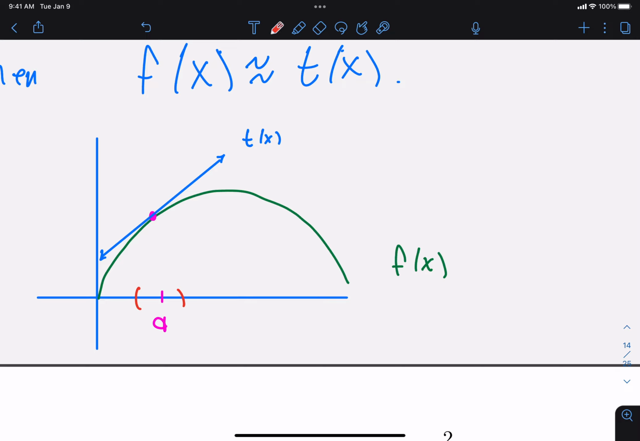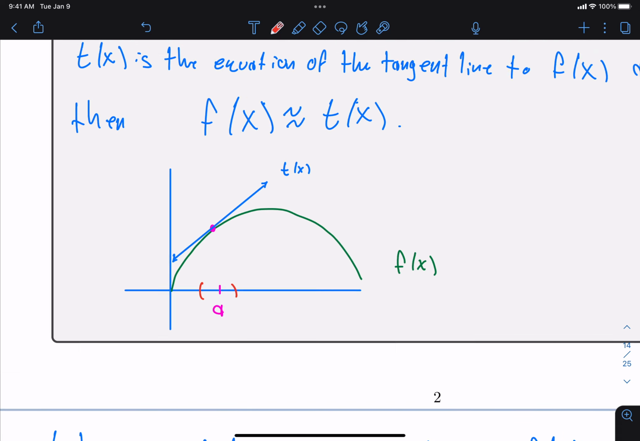Still got 5 minutes. Let's wait to pack up. I promise I'm going to be quick here.